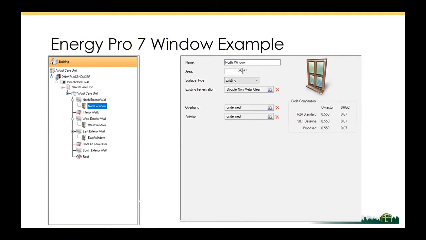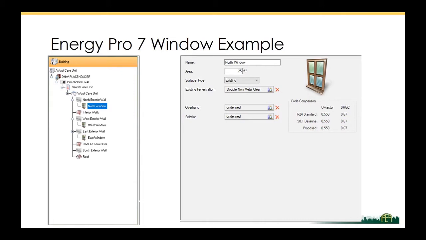So we have our north window, double non-metal clear. It's a vinyl window. We don't have any window details in the plans. We just have the sizes of the windows, and we know that they're double pane vinyl because we've been out at the properties. So we just use the defaults, which is a U factor 0.55 and a solar heat gain coefficient of 0.6.